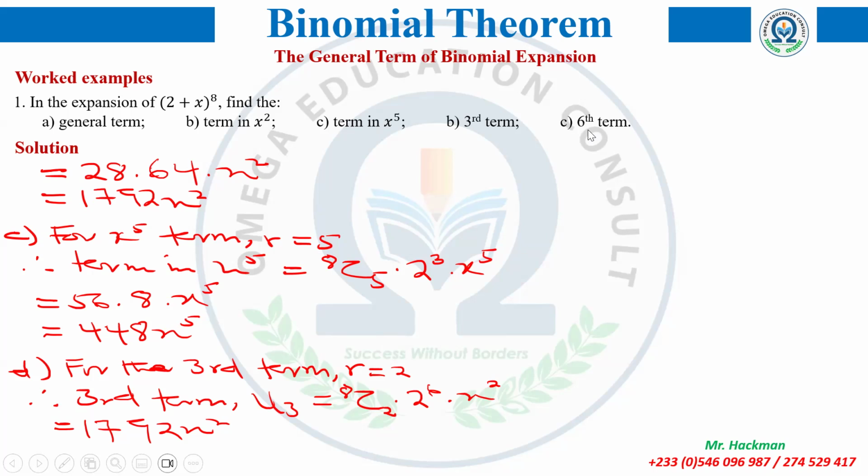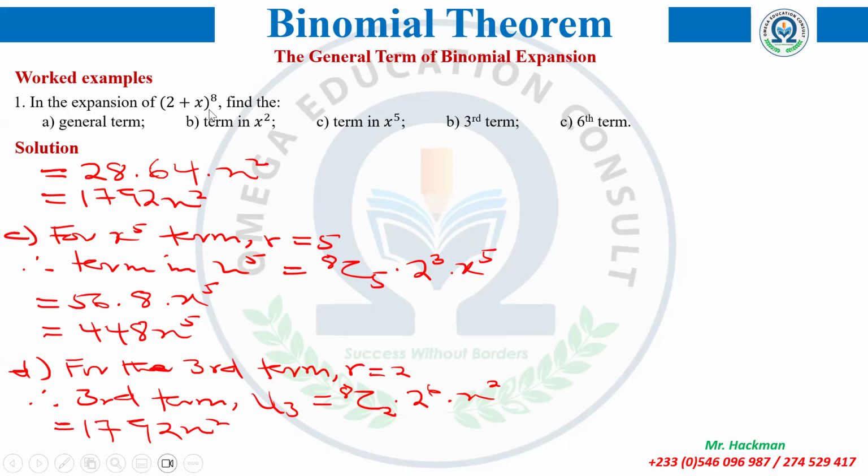If you are looking for the sixth term, it will be the same as the term in x to the power 5. And you agree with me that if you expand this, without even knowing the formula, the first term will be a constant term. The second term will be a term in x. The third term will be a square term. You get it?